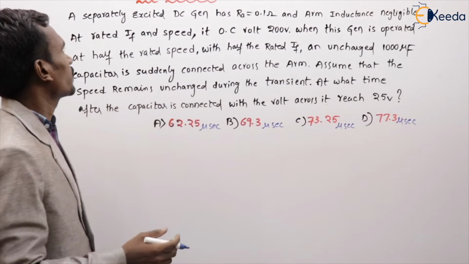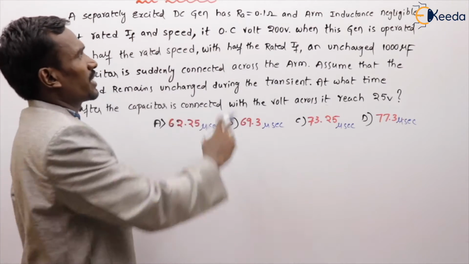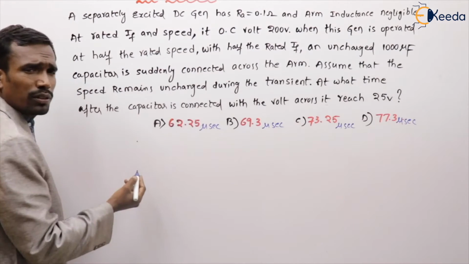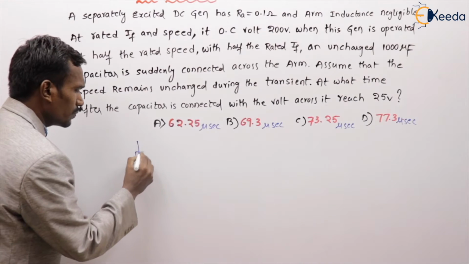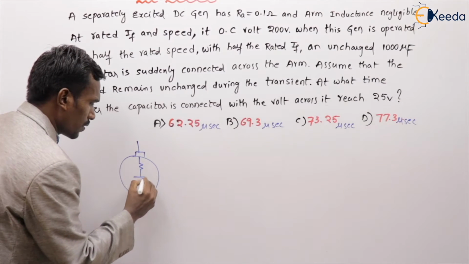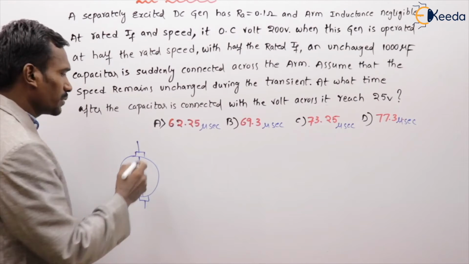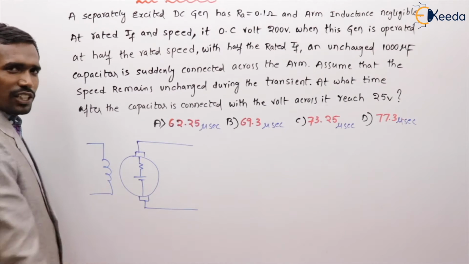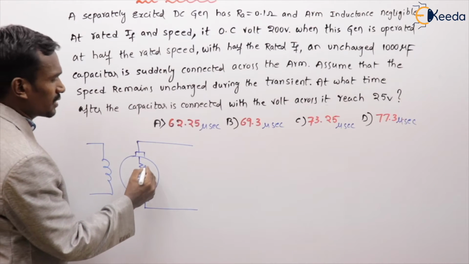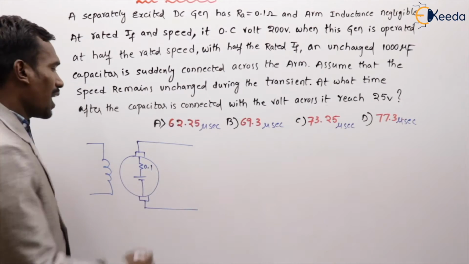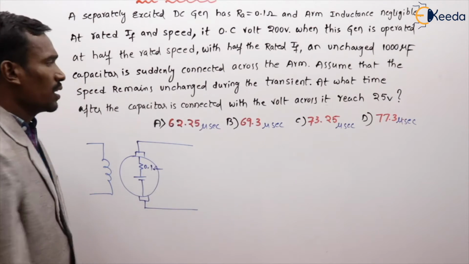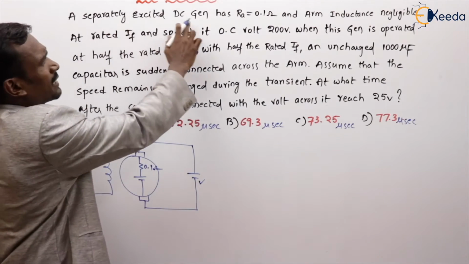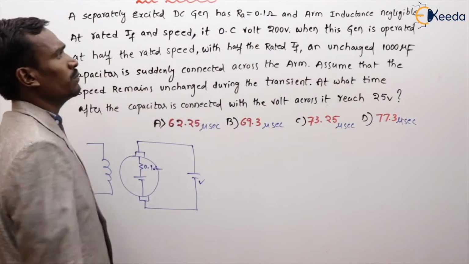See here carefully. A separately excited DC generator has armature resistance. This is my separately excited DC generator, with separate excitation. This is my armature resistance, they have given 0.1 ohms, connected to a supply voltage VS. A separately excited DC generator has armature resistance 0.1 ohm.